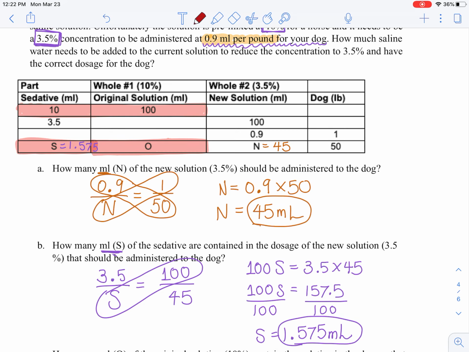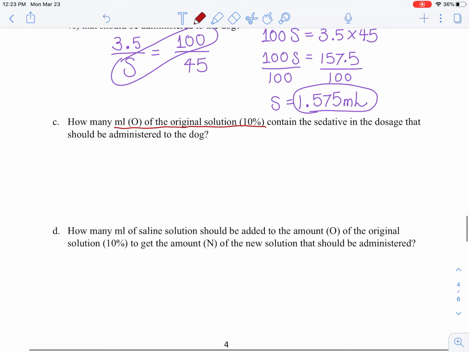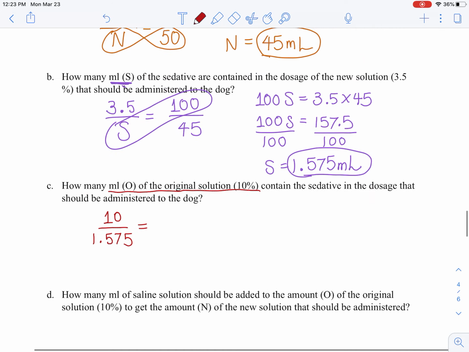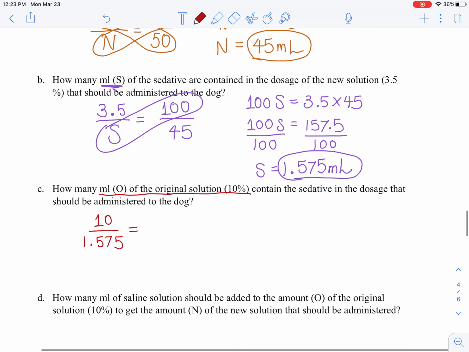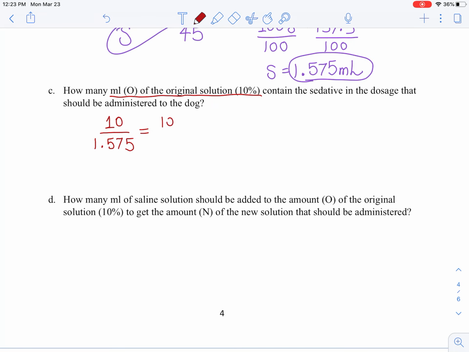Ready? 10 over S. Write that. 10 over S. Now hold on. What's S? 1.575. We found that on part B. Equals, let me go back up, 100 over O. 100 over O. And that O is what we want to find this time. O looks like 0, so let me make it look like an O, like I added a little hair right there. Okay, let's solve this.